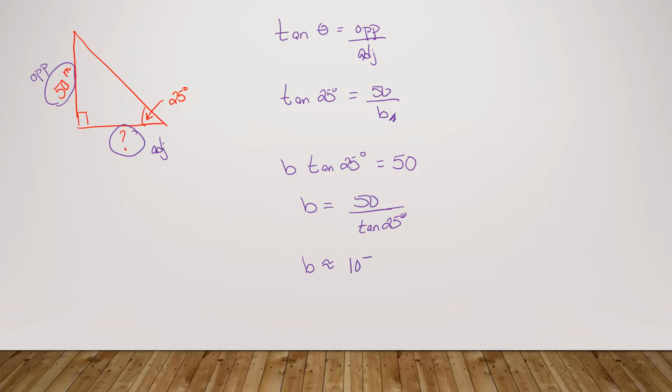Rounded to 2 decimal places. And this answer is in meters. So we are 107.23 meters away from this plateau. That's going to be this length right here with us over here, stick figure. Good? Okay, loving it. Ready for another one?